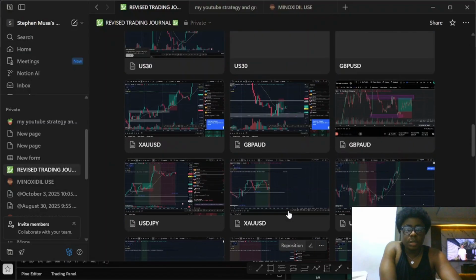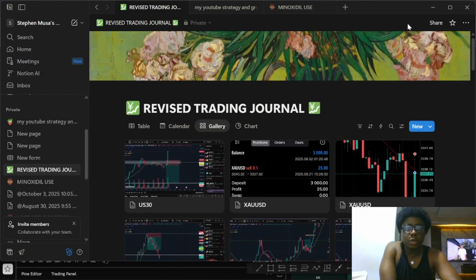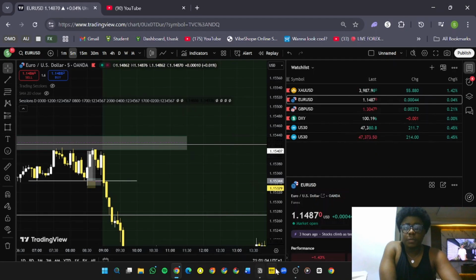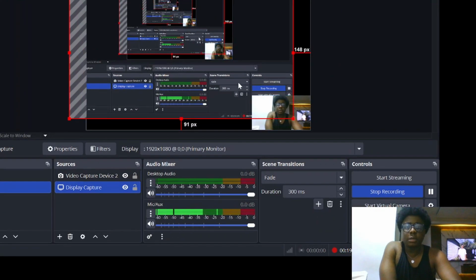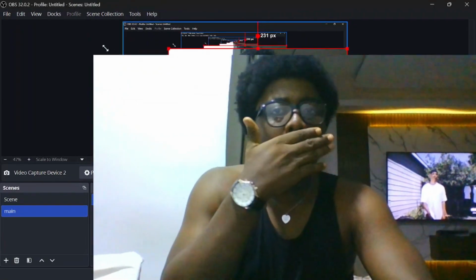But yeah, this is what my trading journal looks like. You're also able to take screenshots and do the likes of this. And I'm pretty proud of myself that I'm actually taking the step, something I never genuinely saw myself doing. And I'm definitely looking to be consistent.